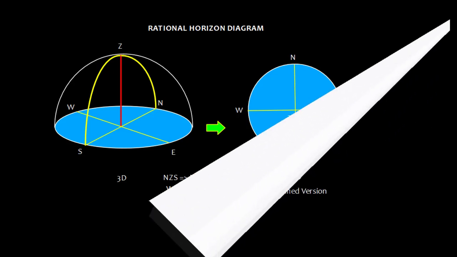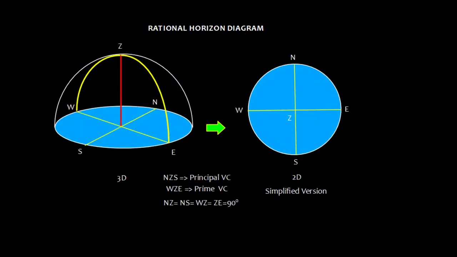Now moving on, we are having these two points, east and west. So we are having this east, Z and west. This is another circle. So in this rational horizon diagram, we are showing this NZS, that is the principal vertical circle, this fellow, and this fellow is prime vertical circle.